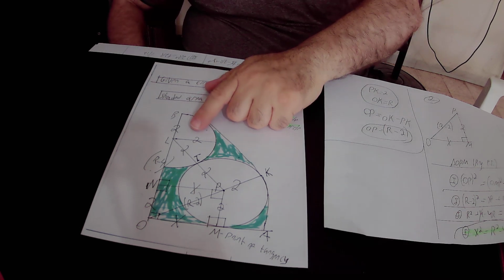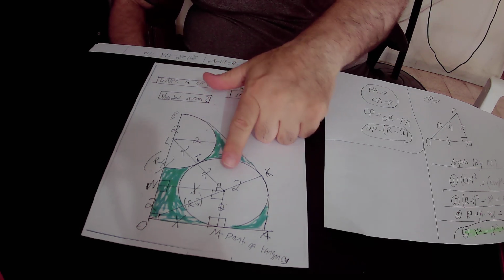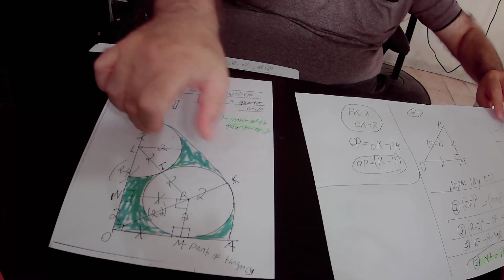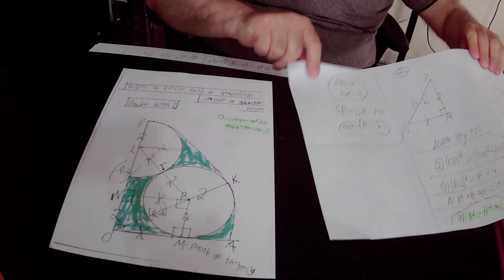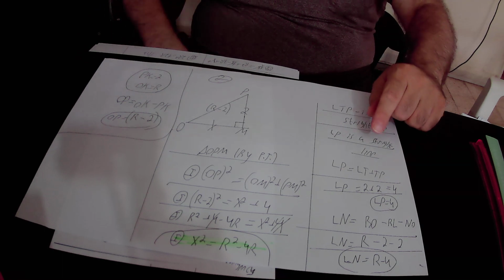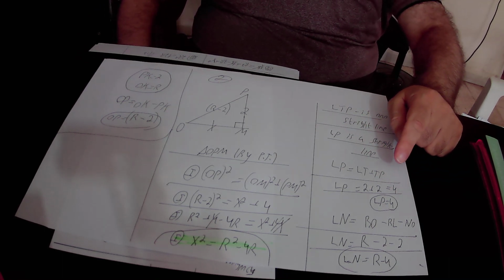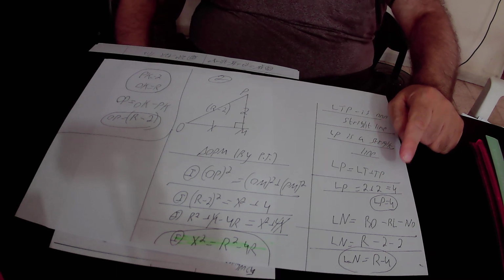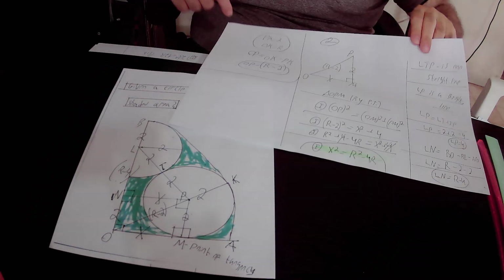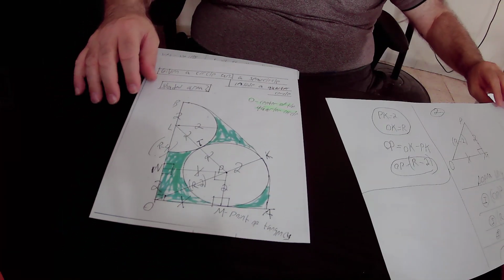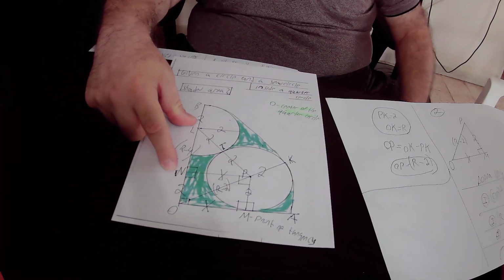So in conclusion, I found out that LT equals 2 units and TP also equals 2 units. Therefore, LP equals LT plus TP, so LP equals LT, that is 2, plus TP, that is also 2. So in conclusion, LP equals 2 plus 2, that is 4. If LP equals 4, then we found out the length of line segment LN.